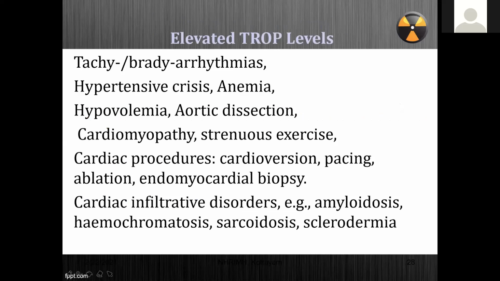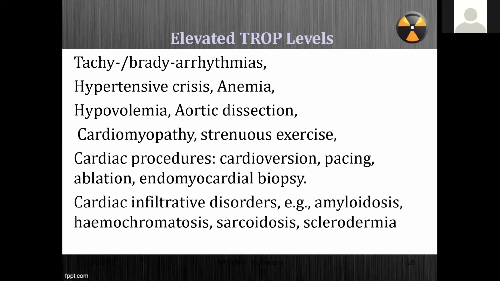But one more small problem is that these elevated troponin levels are also increased in a lot of other conditions. Tachyarrhythmia, hypertension, anemia, hypovolemia, aortic dissection, cardiomyopathy, exercise, cardiac procedures, cardioversion, pacing, ablation, endomyocardial biopsy. A lot of things are there. But how will you differentiate this? Sir, the patient already has a lot of headaches and a lot of diseases. But how can I differentiate?